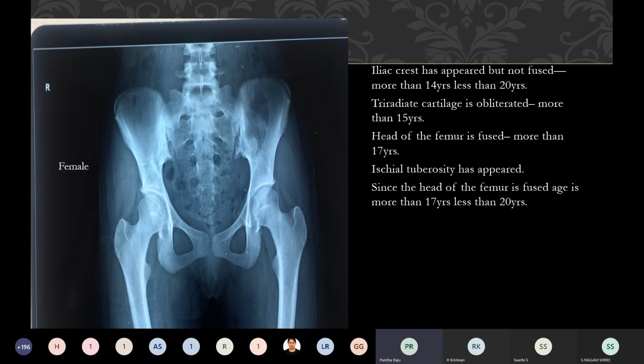Next, here you can see even the head of the femur has appeared, even the iliac crest has appeared and fused. You can see the triradiate cartilage is completely obliterated. Even the ischial tuberosity has appeared and fused. So this X-ray belongs to an adult, more than 20 years, and it is a male X-ray where you can see the scrotal shadow. So this is with respect to the pelvic joint. Next we will go to the knee joint.